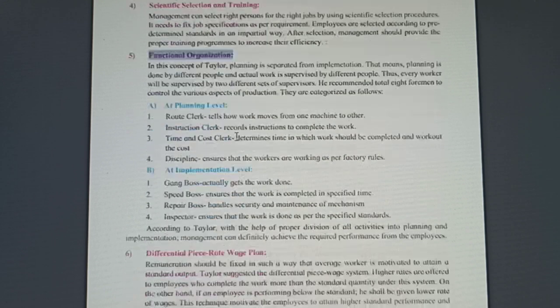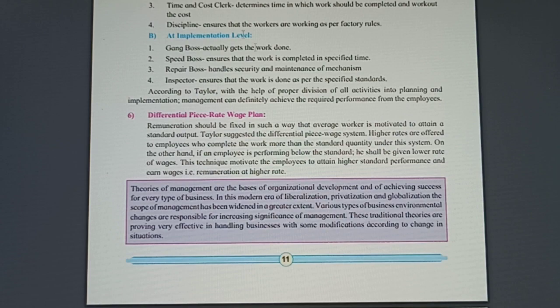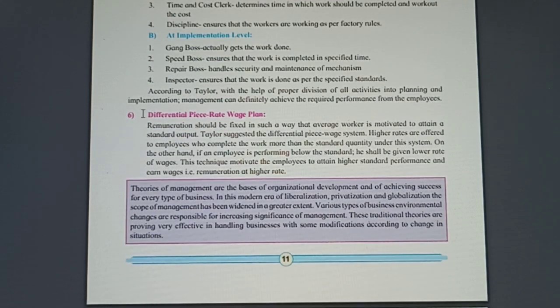Functional organization. These are the duties or principles which are observed at the planning level and at the implementation level. Okay, so you can just go through these inner points. That is not important. You just have to write the gist of these points, not the whole points.